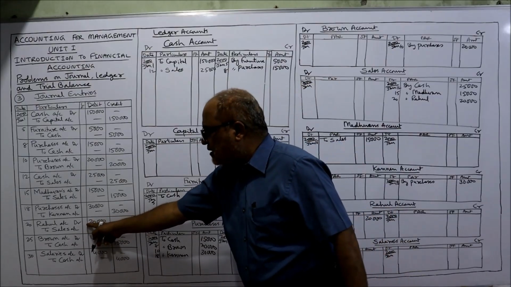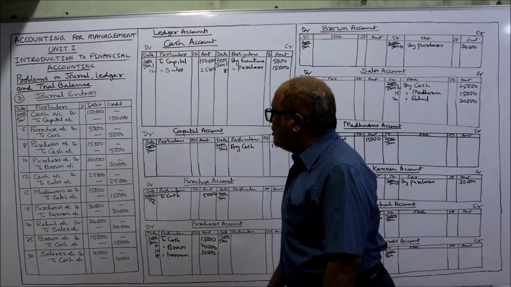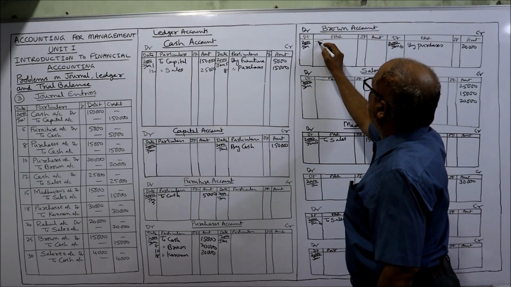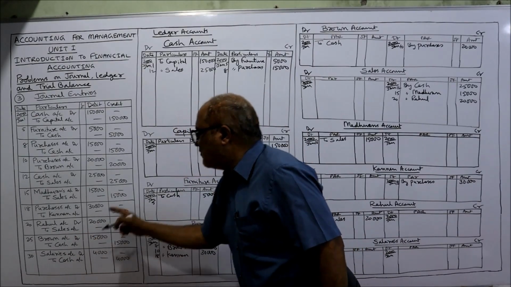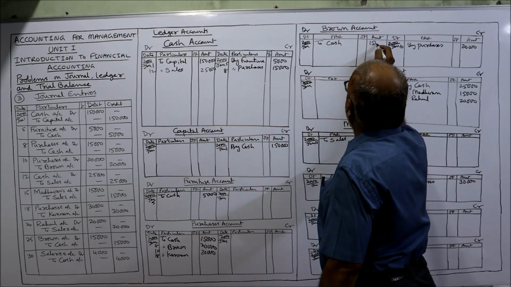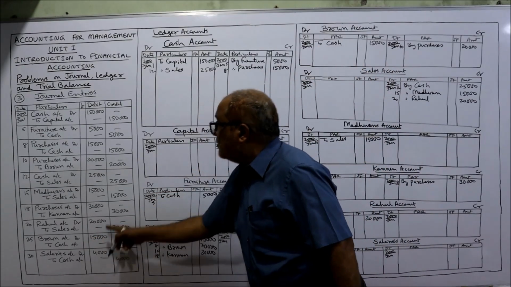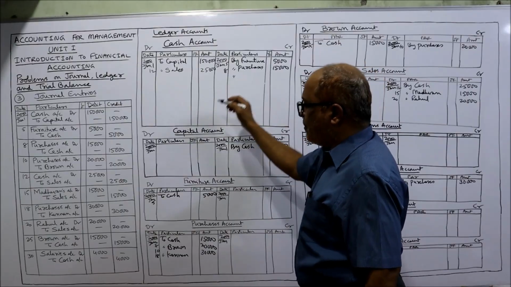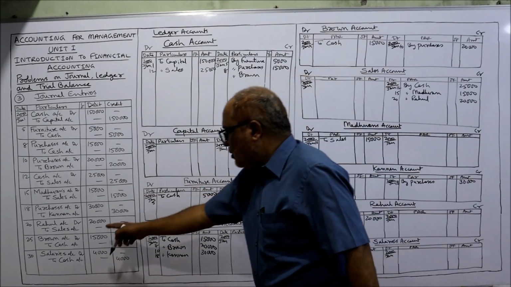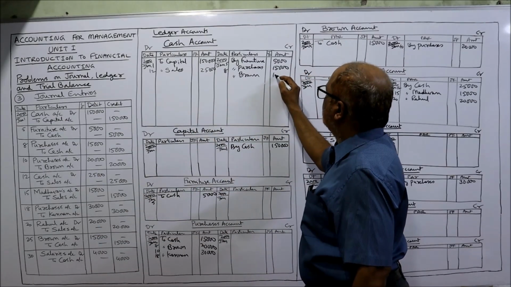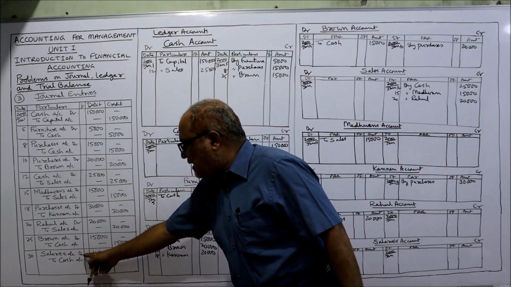20th transaction completed. Now 25th. Brown account debit to cash. So Brown account is to be debited, cash 15,000, and the date is 25. Now cash account should be credited. This cash account credit side by Brown. How much? 15,000. And date is 25.